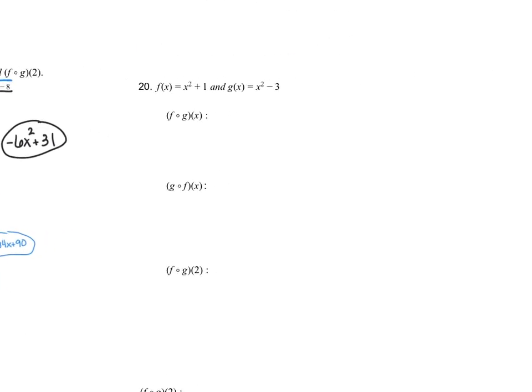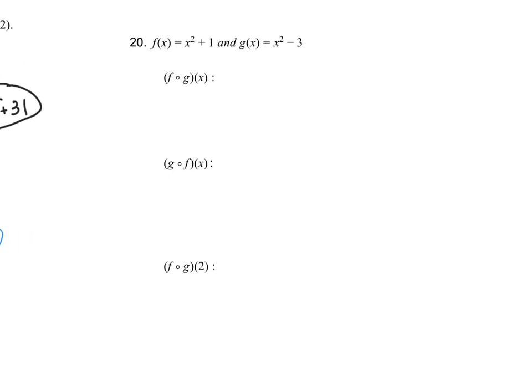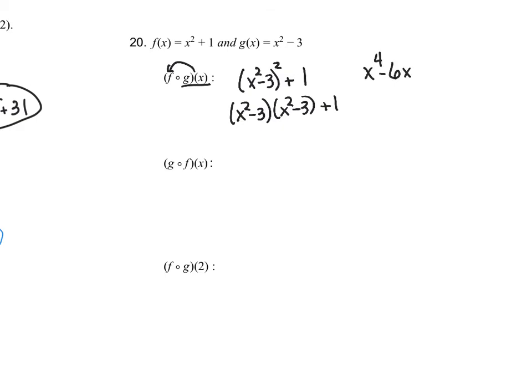All right, moving on to 20, f of g of x. So what I'm going to do is I'm going to go ahead and plug g into f. So x squared minus 3 squared plus 1. So that means there are 2x squared minus 3. When we FOIL that, we get x to the 4th minus 6x squared plus 9 plus 1. And when I combine like terms, I get x to the 4th minus 6x squared plus 10.